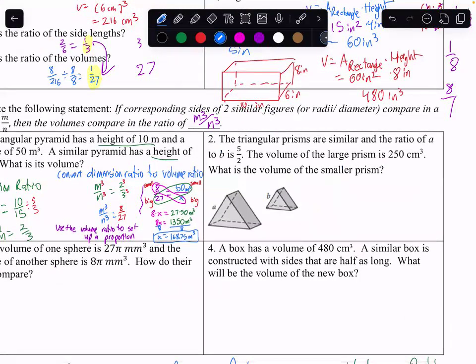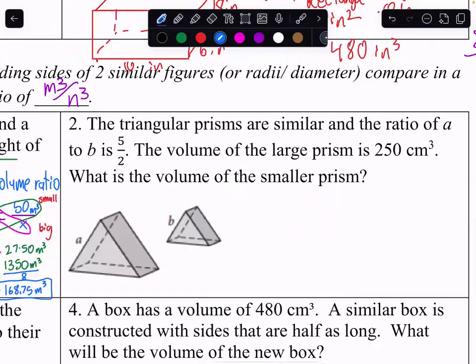Okay, so question 2. The triangular prisms are similar and the ratio of A to B. So A is this side length, B is this side length. So that's 5 to 2. That's a dimension ratio, right? A and B are side lengths.